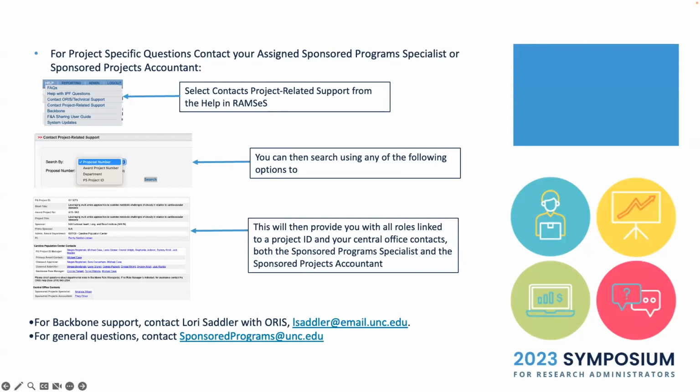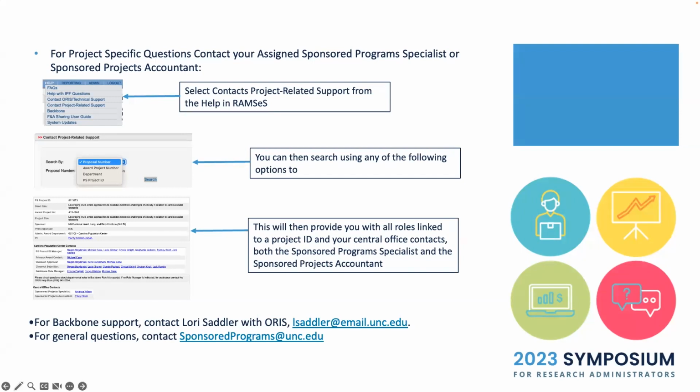The other thing it's going to give you, which is why I'm pointing you here right now, is your central office contact. So it's going to tell you who your sponsor project specialist is and who your sponsor project accountant is. All of these have hyperlinks too, so you can click on them and reach out to those individuals if you have specific questions.